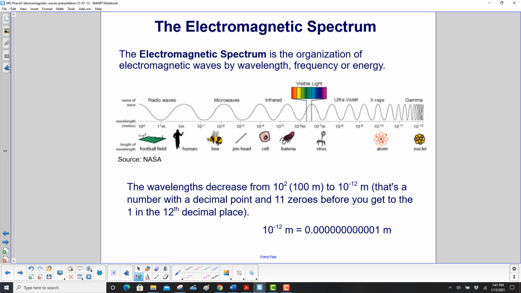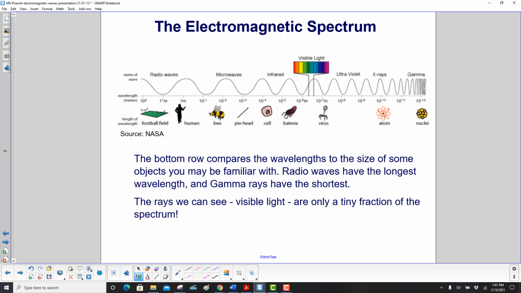The wavelengths decrease from 10 squared, which is 100 meters, that's over here, to 10 to the minus 12th meters, over here with gamma rays. That's a number with a decimal point and 11 zeros before you get to the 1 in the 12th decimal place.